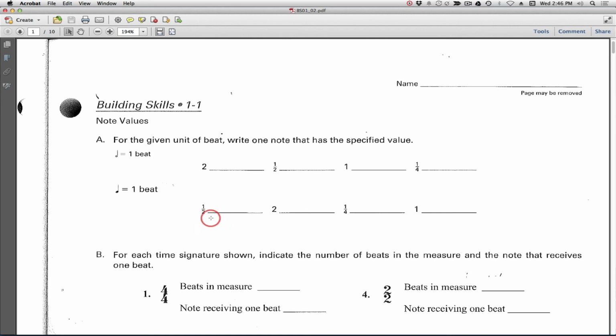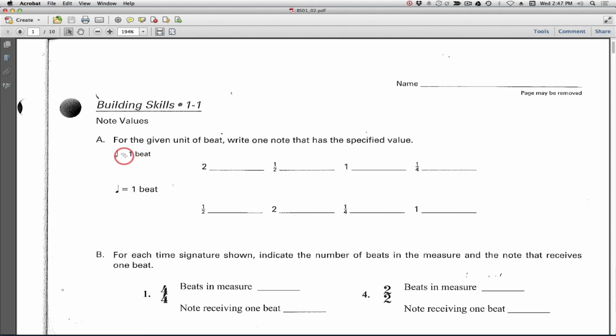And remember that the beat can change to any value. Like you can have a half note beat, you can have a quarter note beat. And that just depends on what this bottom number is down here. So let's just go through a couple of these.